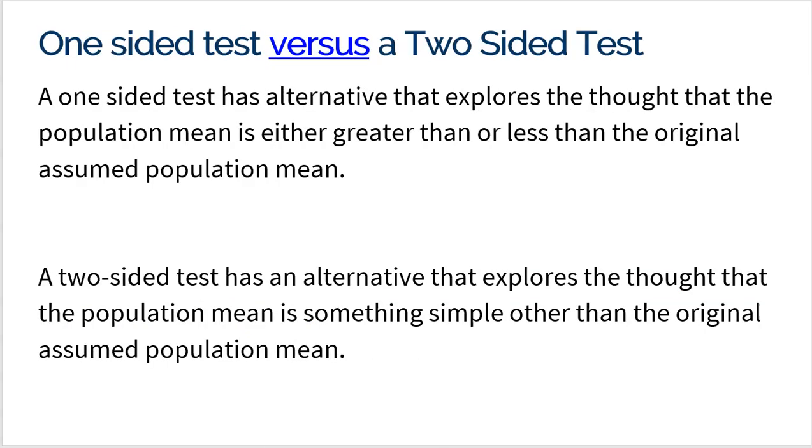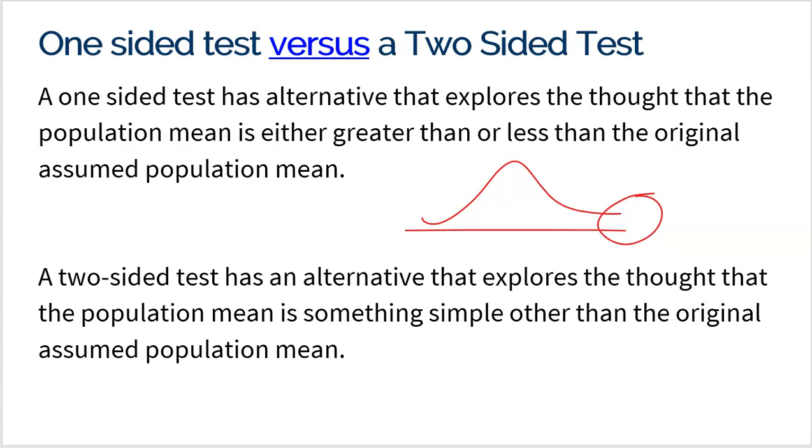Now let's talk about a one-sided test versus a two-sided test. A one-sided test is when your alternative explores the thought that the population mean is either greater or less than the original assumed population mean. So anytime your alternative is using a less than sign or greater than sign, we call it a one-sided test. We either care about the top or the bottom. So if we think about that t-distribution, that is very symmetric, looks a lot like the normal distribution, but it's not. If we only care about alternatives where we think the truth is greater, then we only care about this top tail. We only care about being significant on that top tail.